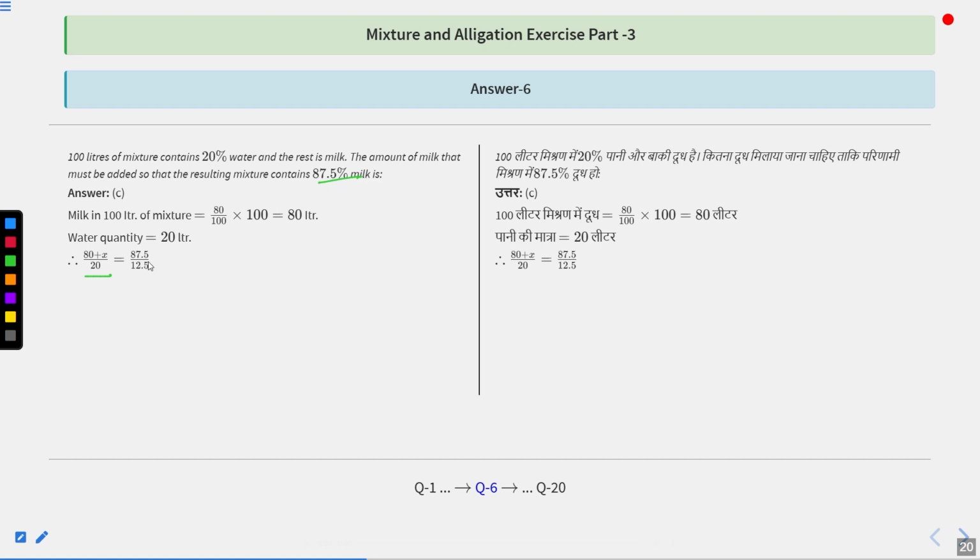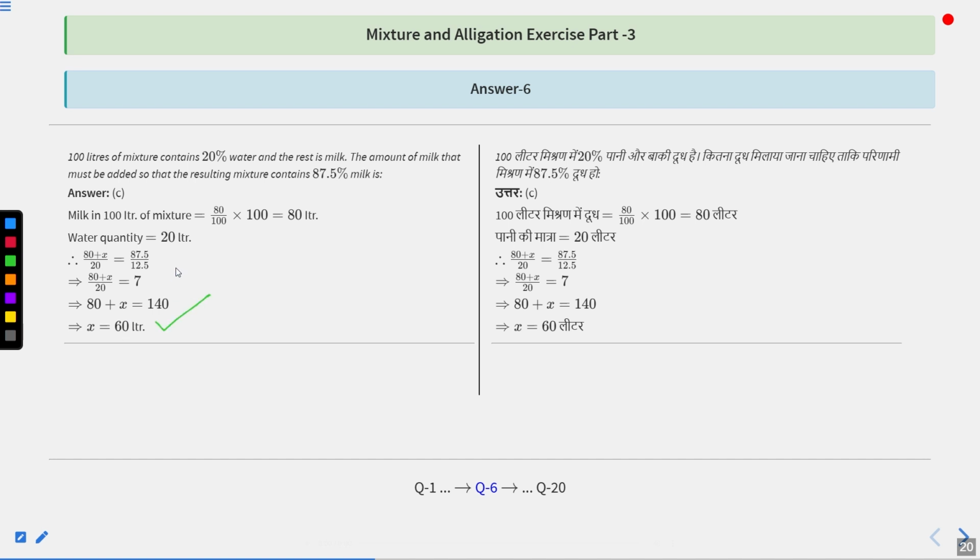It means 87.5 upon, we can write it, 12.5. Clear? Milk and water. Water will be 12.5, milk will be 87.5, because we take the milk and water ratio. So we can cross multiply and compare, and we get the value of x. So x equals 60 liters. C is the correct answer.